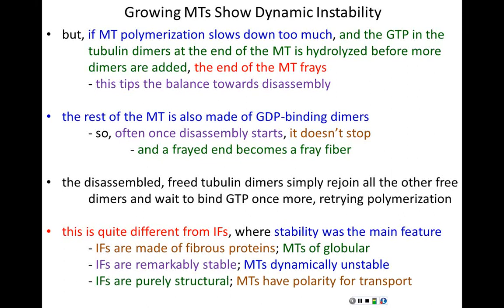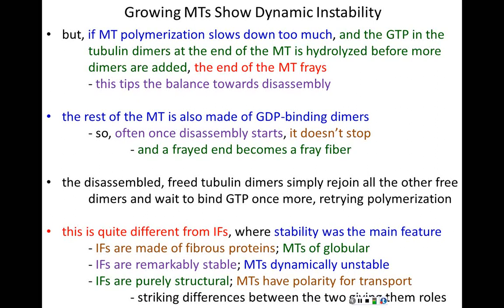And finally, intermediate filaments are purely structural. Their only point is to provide structural stability, whereas microtubules are the cabling and roadways of the cell, providing polarity for transport. So, although they are both cytoskeletal components and they both contribute to the overall structure of the cell, take a moment to appreciate the striking differences between these two components of the cytoskeleton, and make special note how these differences give them their specialized roles in the cytoskeleton.